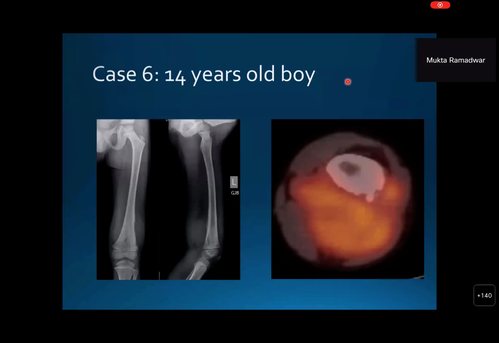This is case 6. This is a 14-year-old boy, and he has a very large tumor involving the lower end of the femoral bone, which also is showing a huge extra-osseous component on this PET scan. So it's involving the bone as well as the extra-osseous tissue in a 14-year-old boy. And now this is how the tumor is looking. Who can take this case?